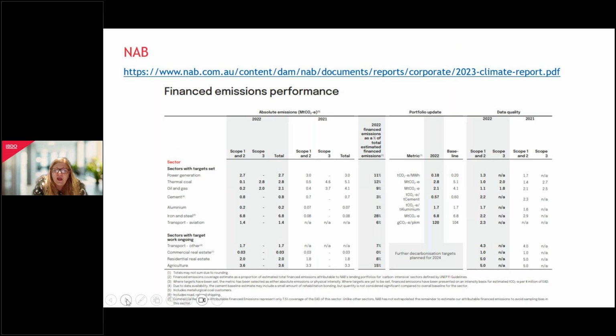And then they've split it between absolute emissions across scope 1, 2 and 3, 2022 and 2021. They've got a portfolio update, and they've got a reference to data quality as well. So this is why the banks are reaching out and asking for information, because it feeds into this disclosure, which will be more extensive in future.